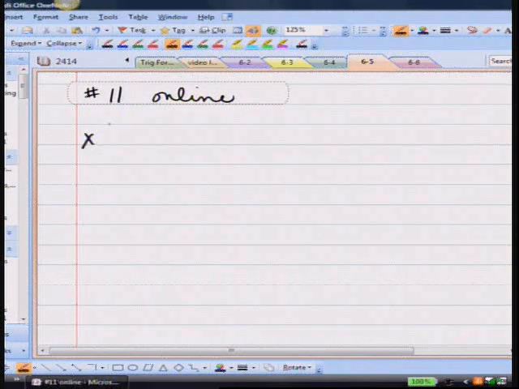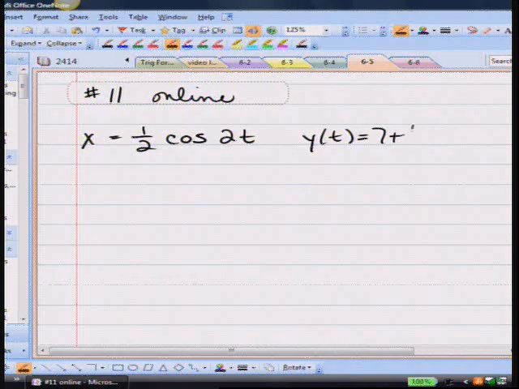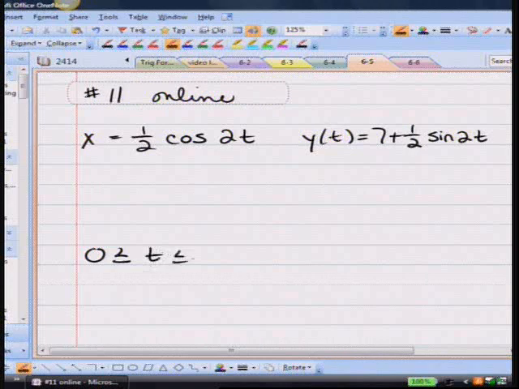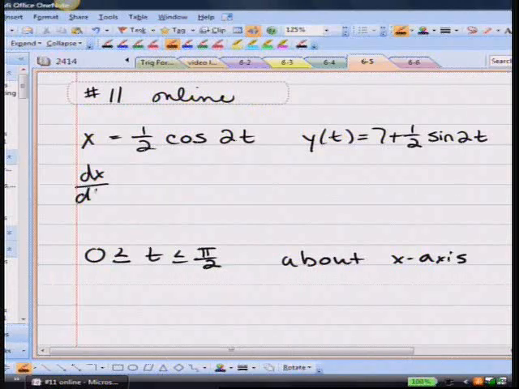Okay, so x of t is equal to 1/2 cosine 2t, and y of t is equal to 7 plus 1/2 the sine of 2t. And we're going to do this on the interval from 0 to pi over 2. And we're going to revolve about the x-axis. And so I left room here because I know I'm going to need dx dt.